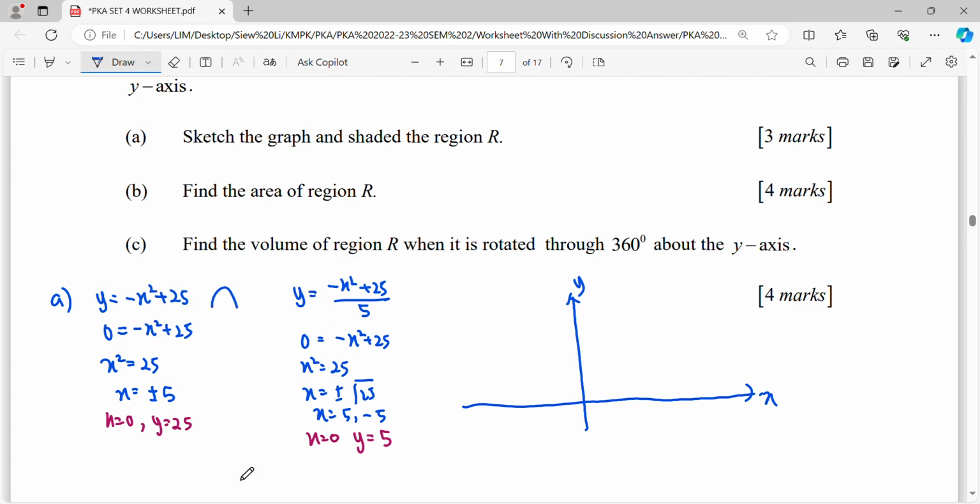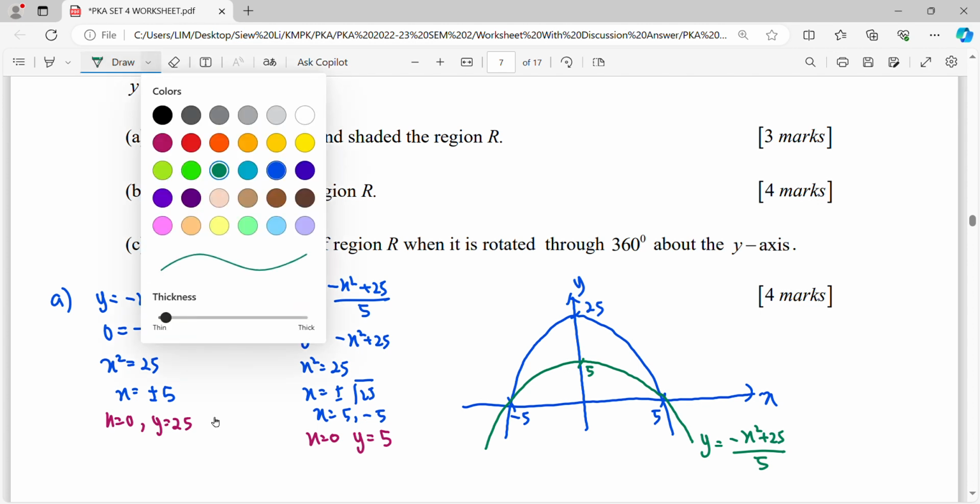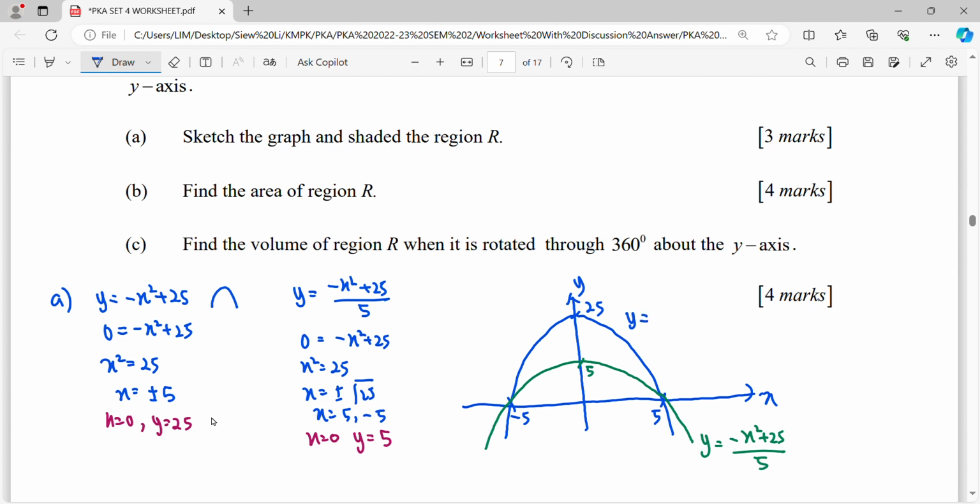So for the first graph, concave downward, touching the maximum here at 25, roots negative 5 and 5. And then for the second graph, it will be lower, where this graph is touching a maximum of 5, roots of negative 5 and 5 too. So this is y equals negative x squared plus 25 over 5. Label our graph. So the other one here is y equals negative x squared plus 25.